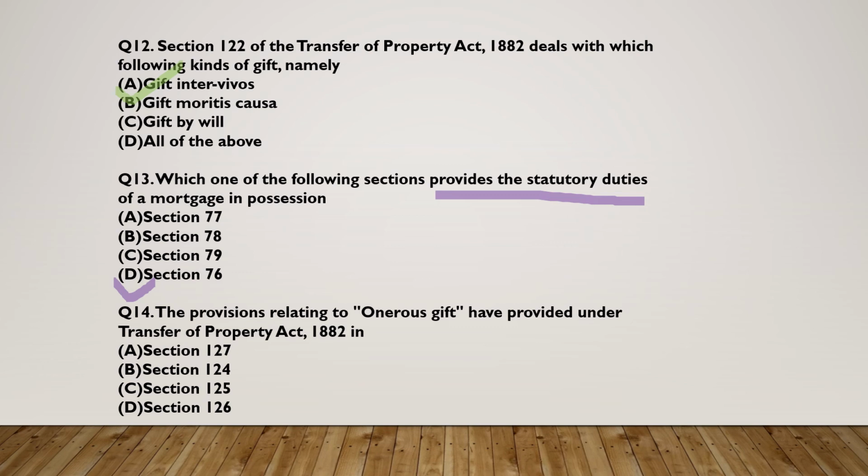It is Section 127 of the Transfer of Property Act that provides the provisions relating to onerous gift. Option A is the correct one here. Section 127 of the TPA provides the provisions relating to onerous gift. So this is very much easy, and you should know it.